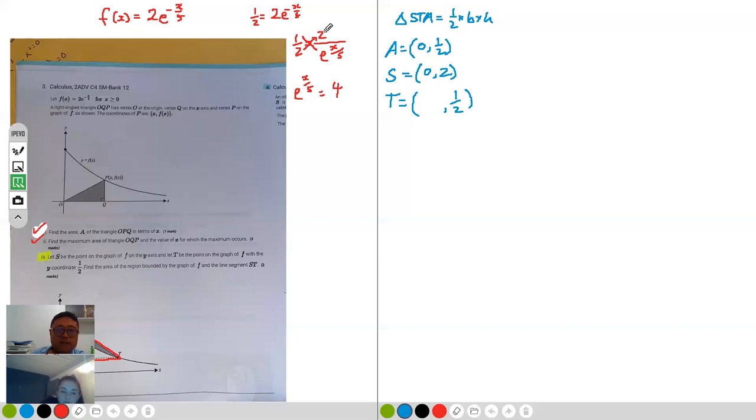That could have been quite confusing, but I'm glad you're with me. And then I would probably rearrange this so it's in log form, right? X on 5 is equal to ln 4. X equals 5 ln 4.